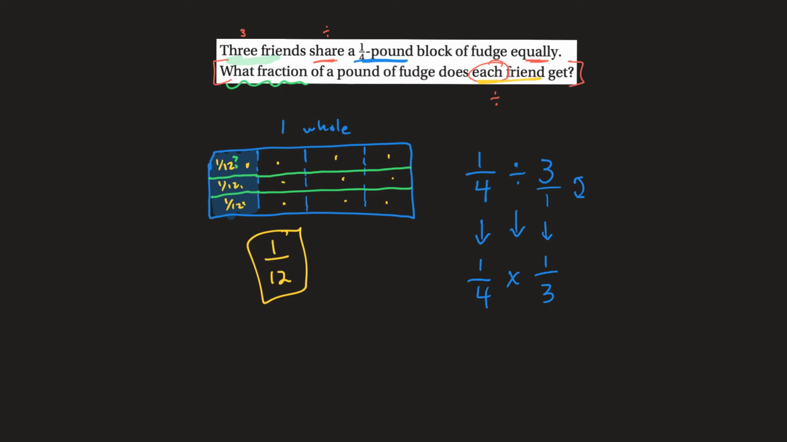That's the reciprocal. Now it's just multiplication, so I can just do 1 times 1 and 4 times 3. On top, the numerator, 1 times 1 is 1, and on the denominator, 4 times 3 is 12. That's a unit fraction because it has a 1 on top, so automatically you know you're done. The answer is 1/12, just like we got with the picture.